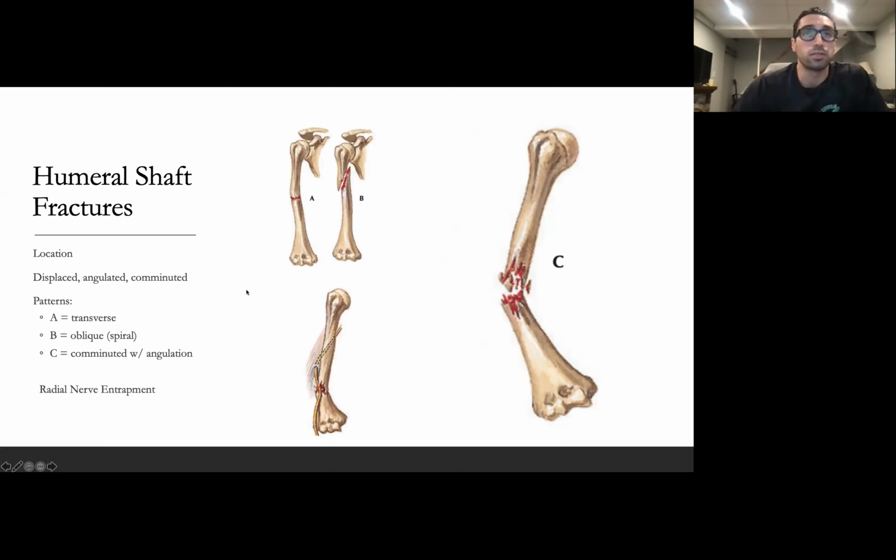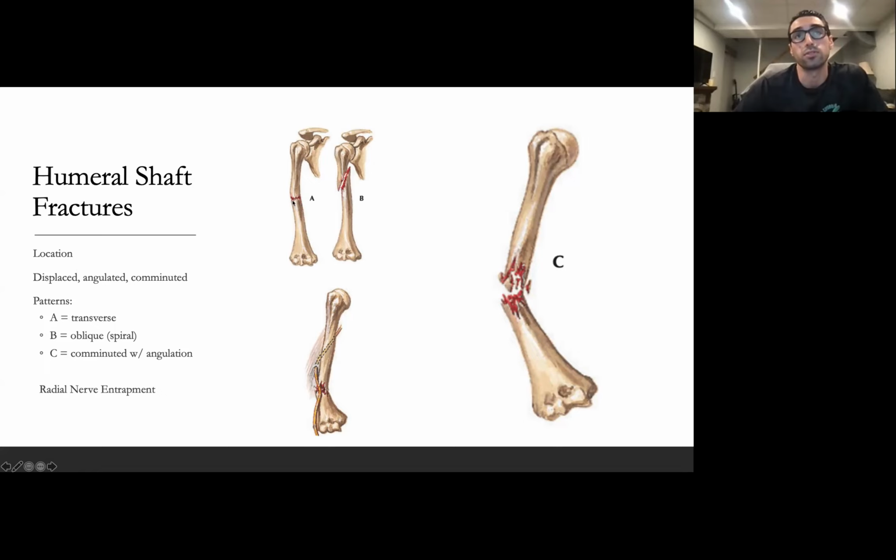And just my last two slides introduce humeral shaft fractures and treatment options. So humeral shaft fractures can be described by location. Here, these are midshaft fractures. So they could be displaced, they could be angulated, or they could be comminuted. And there's a couple of patterns that are depicted here with these images.